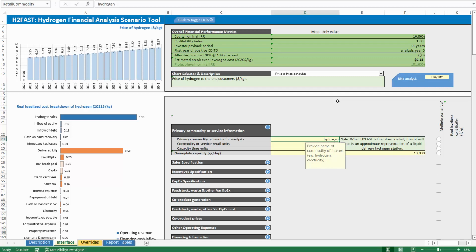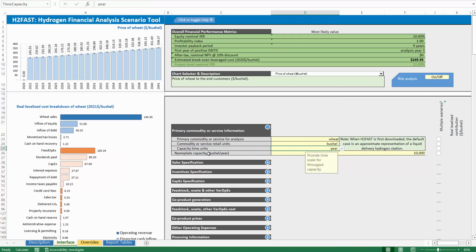Let's say you have an example where you want to compute dollars per bushel, and your primary commodity is bushels of something. You can say wheat, and I'm going to say bushel, and let's say it's bushel per year. You confirm here that the nameplate capacity, or the farm production rate, is going to be computed in bushels per year.